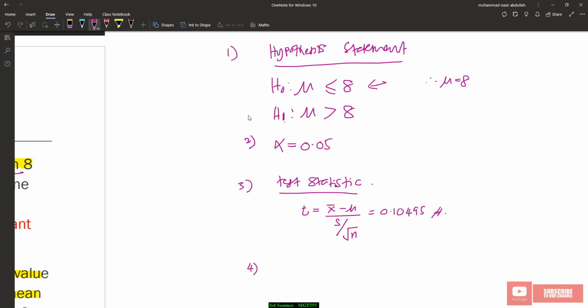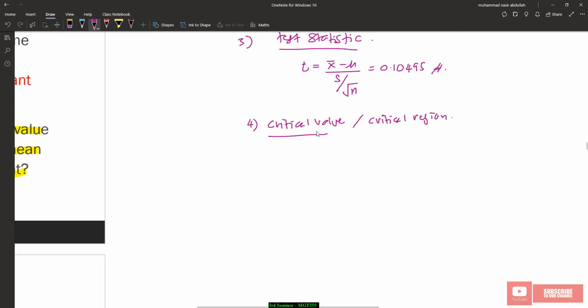Step number 4, critical value. Ataupun kita panggil critical region. Kita nak draw the critical region and we want to calculate the critical value.